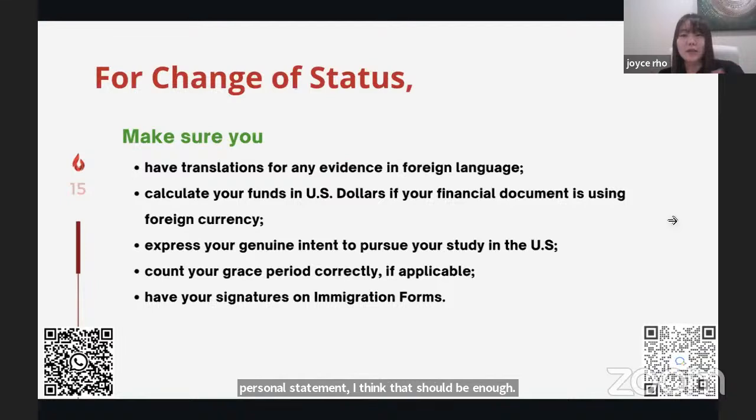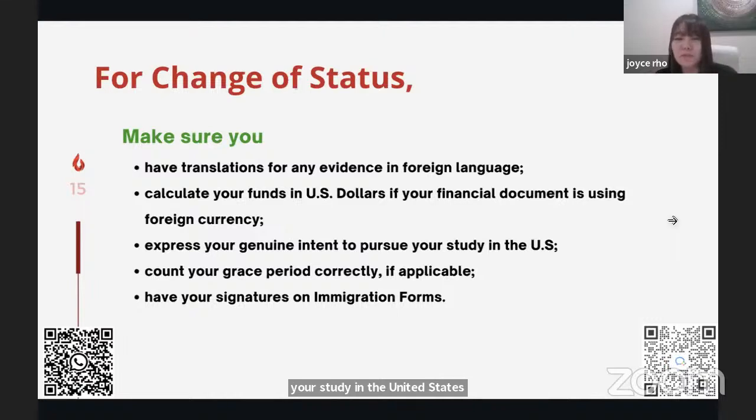So these are general tips for change of status. Once you fill out the form, the personal statement, and the evidence, I want to make sure that you have a translation for any evidence in a foreign language. That is very important, especially if your bank statement is written in a foreign language or uses foreign currency rather than the US dollar. You have to calculate your funds in US dollars, so keep that in mind. And also, I recommend that you express your genuine intent to pursue your study in the United States in your personal statement or any kind of evidence.